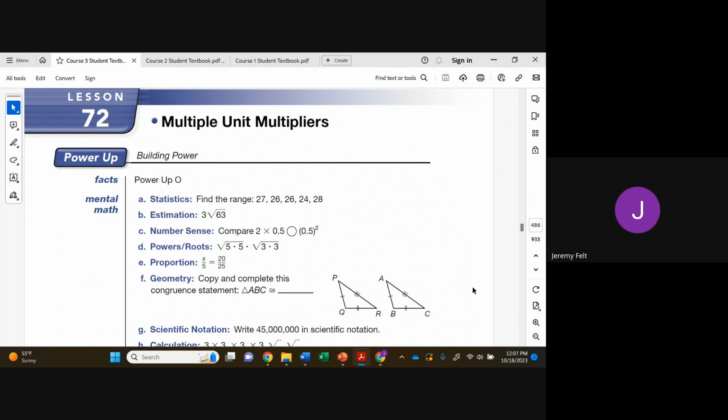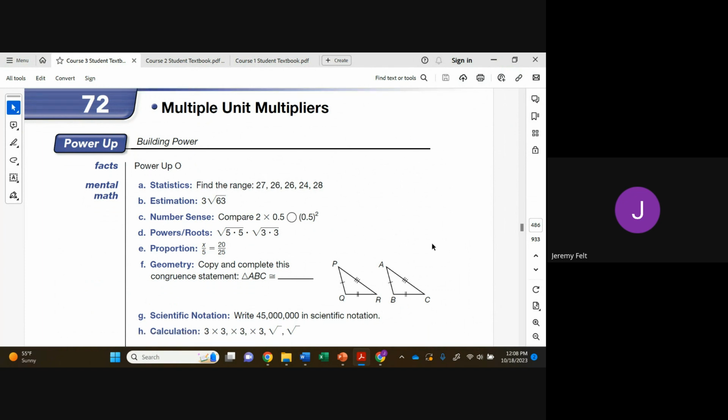But there's some examples and some situations where we're going to have to use multiple unit multipliers. So again, don't try and save steps and do it all mentally or quickly. Write it out so you can make sure that you're canceling out the units you need to cancel out, and then you're ending up with the units that you want to end up with.